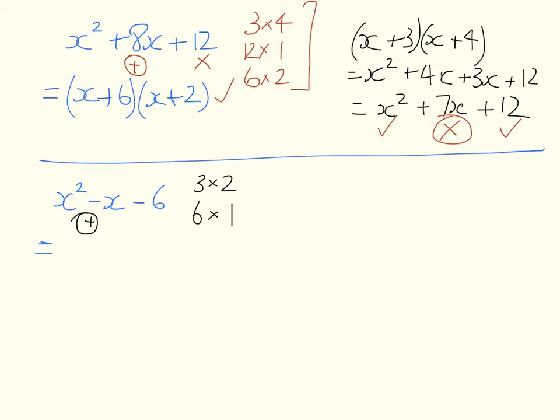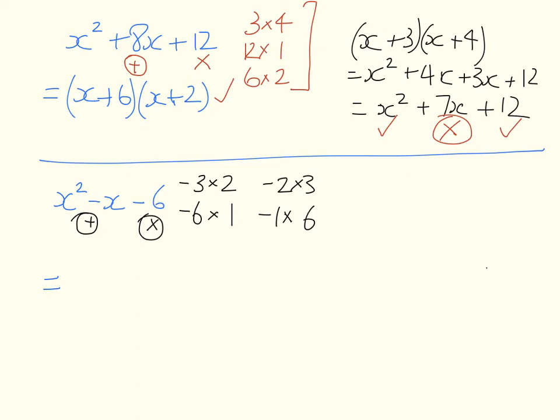But all it means is that one of these numbers is going to be negative, so I could have minus 3 times 2 or minus 6 times 1, or I could have minus 2 times 3, or minus 1 times 6. Any of those combinations would give me minus 6. But of course only one of those combinations gives me a sum of minus 1 when I add them together. So let's see what our correct combination is.